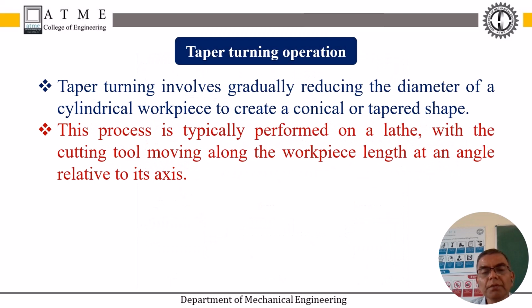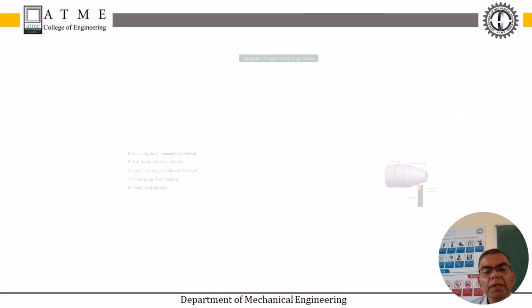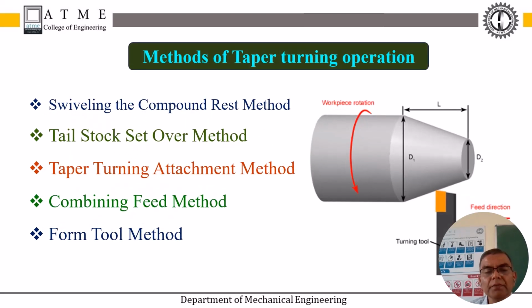So now let us discuss the taper turning operation. Basically, taper turning means creating a conical or tapered surface on the workpiece, that is, gradually reducing the diameter of a cylindrical workpiece. This process is typically performed on a lathe with the cutting tool moving along the workpiece length at a desired or specified angle to the lathe axis, right? So there are different methods by which a taper turning operation can be performed.